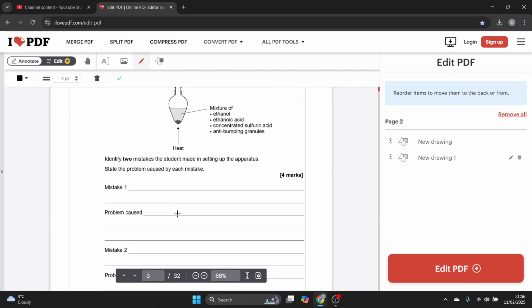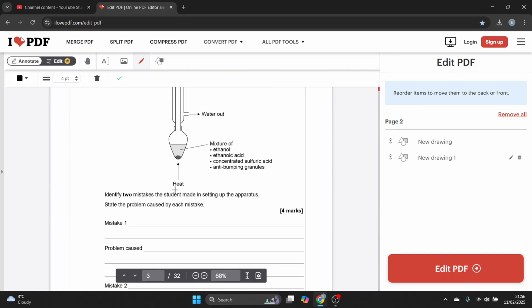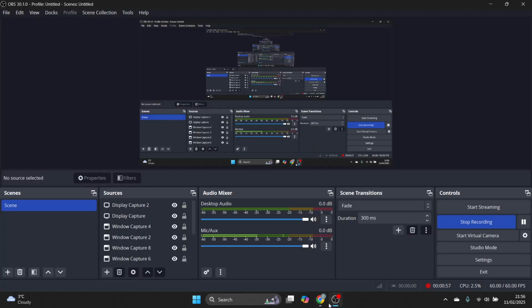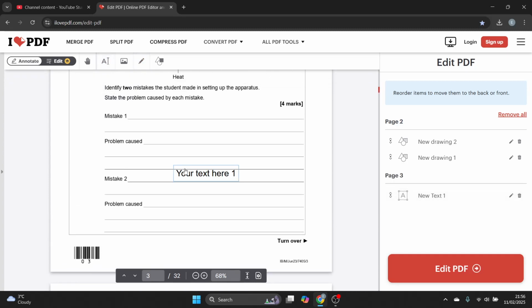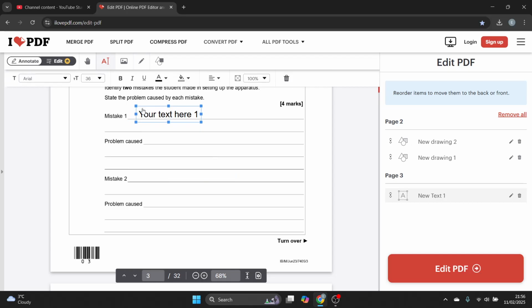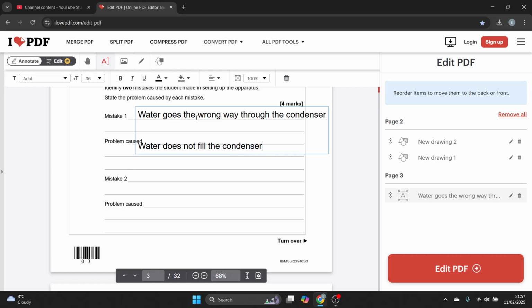Identify two mistakes the student made in setting up the apparatus. State the problem caused by each mistake. So the first one is the water flow. Water goes the wrong way through the condenser. Problem caused: water does not fill the condenser.